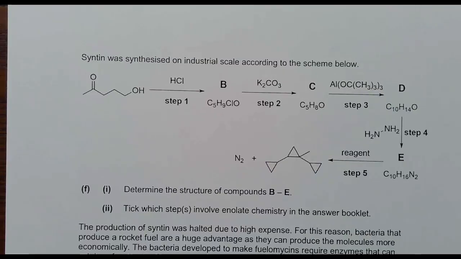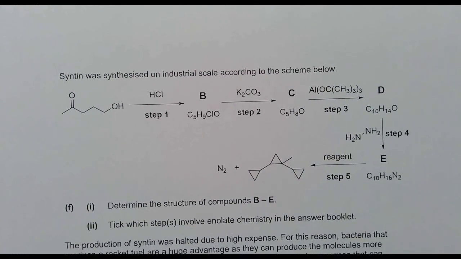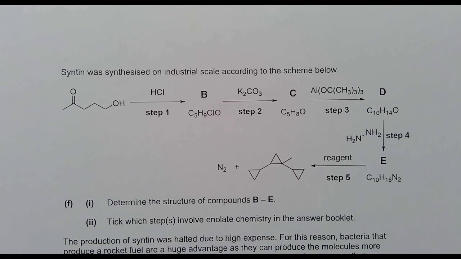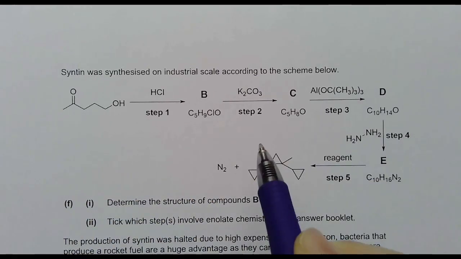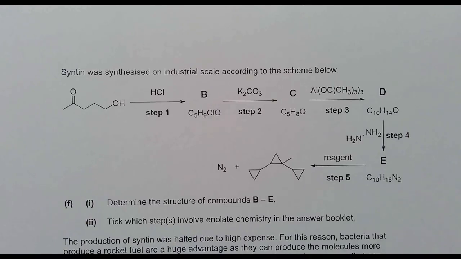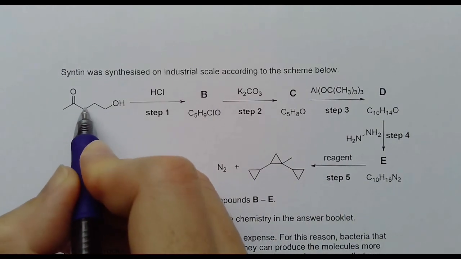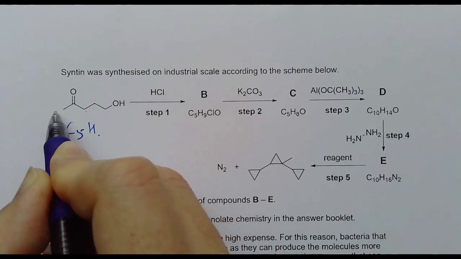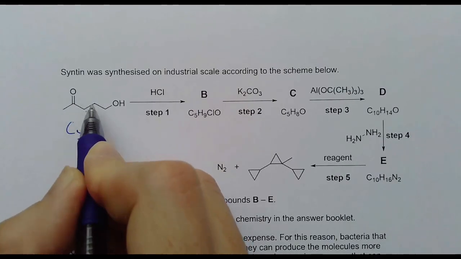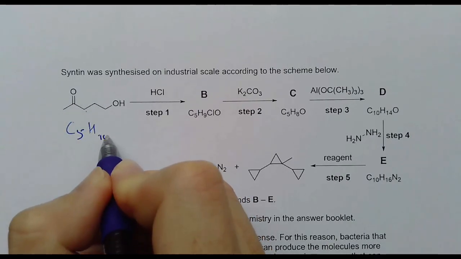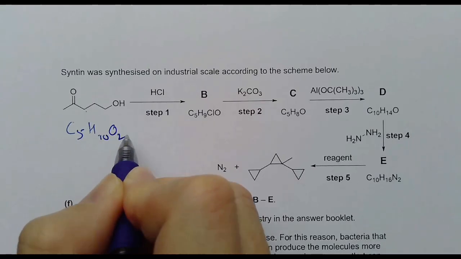Okay. So then we have further steps in the synthesis. Determine the structures of B to E. So B, fairly straightforward. I'm given the molecular formula of B, C, D, and E. Very helpful. So the first thing I want to do here is work out the molecular formula of this. 1, 2, 3, 4, 5, C5, H 1, 2, 3, 4, 5, 6, 7, 8, 9, 10, and O2.